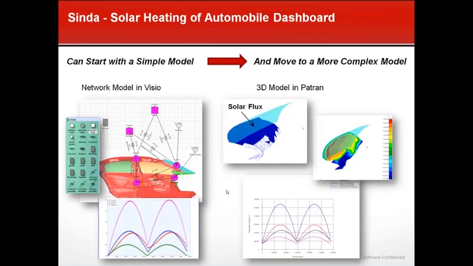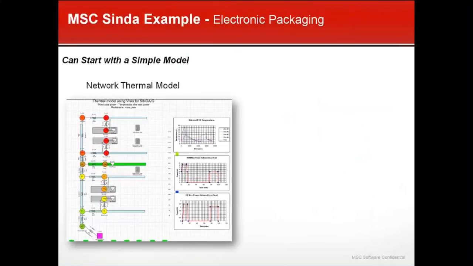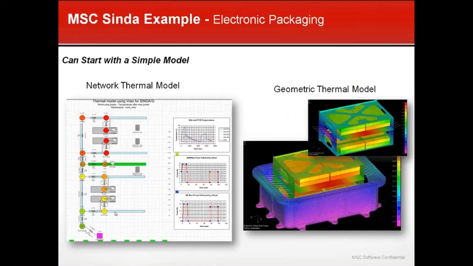So I don't think I've ever started things with one node, but a few nodes. In this case, there's only 6 nodes. It is very common to start off with simple models. Here's another example of an electronic package, and you can see this network diagram, and we have Visio and Excel links to Sinda where you can actually build your model by dragging out Visio shapes and hooking them up, and then it automatically builds your Sinda model.